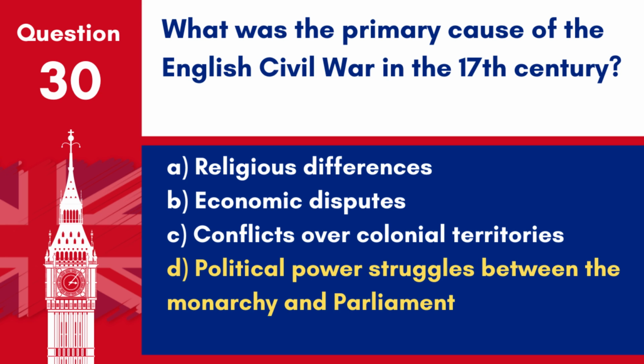Answer. D. Political power struggles between the monarchy and Parliament. The primary cause of the English Civil War was the political power struggle between the monarchy, represented by Charles I, and Parliament, which wanted to limit the king's authority.